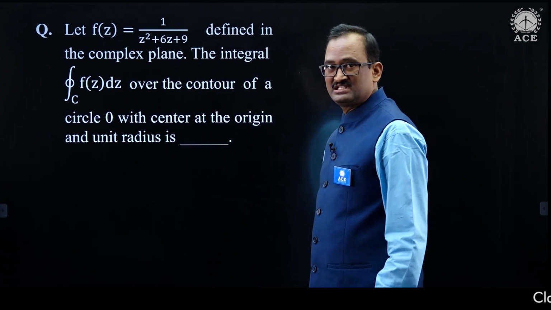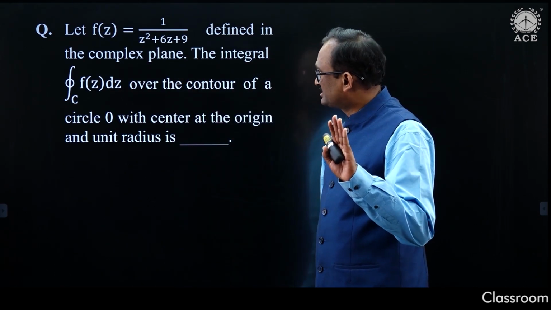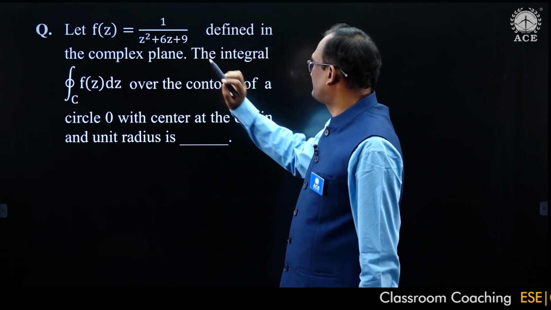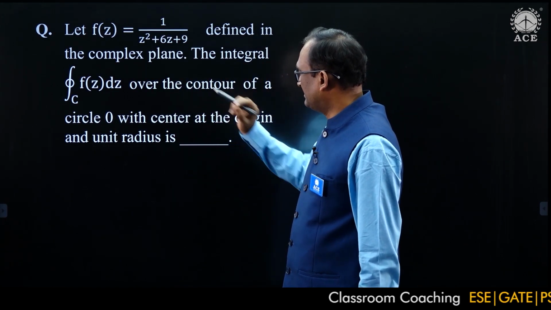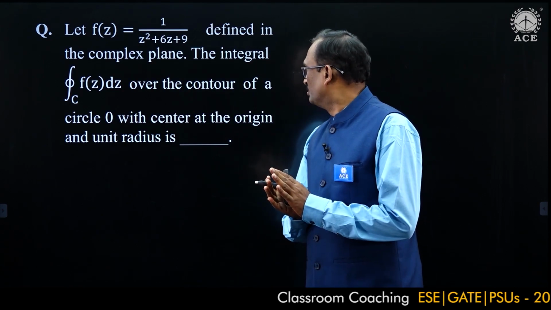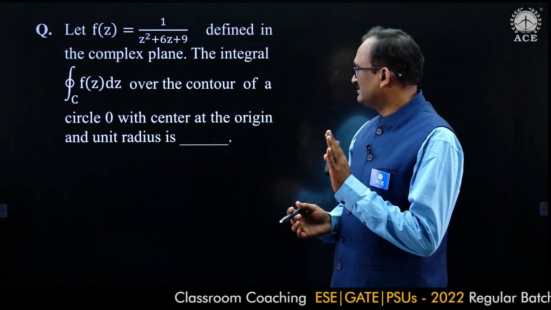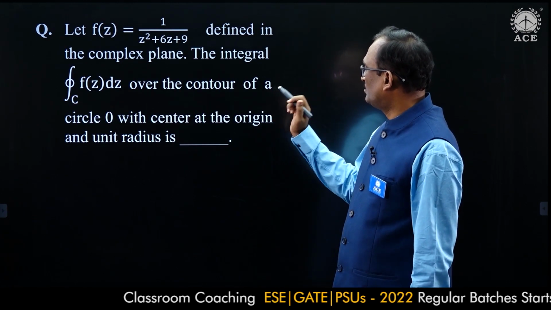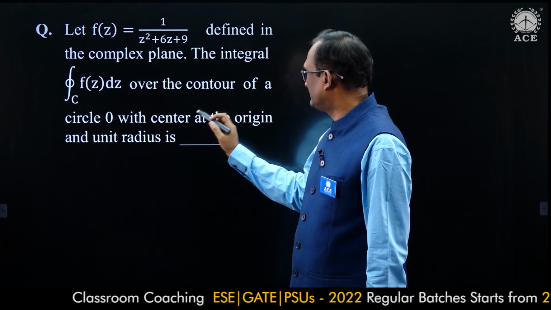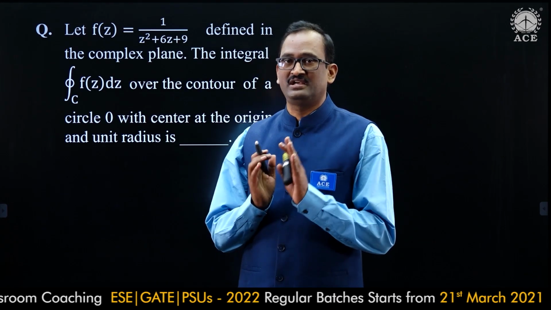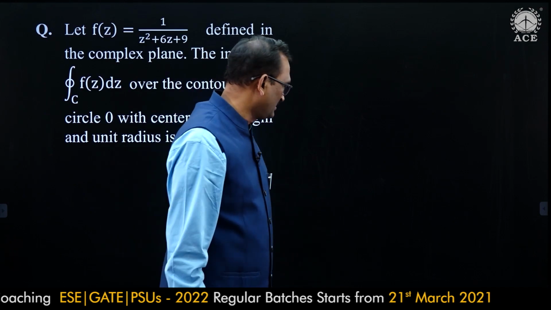Let f of z is equal to 1 by z square plus 6z plus 9 defined in the complex plane. The value of the line integral over the contour of a circle with the center at the origin and unit radius, means radius is 1. Okay, we'll see now.